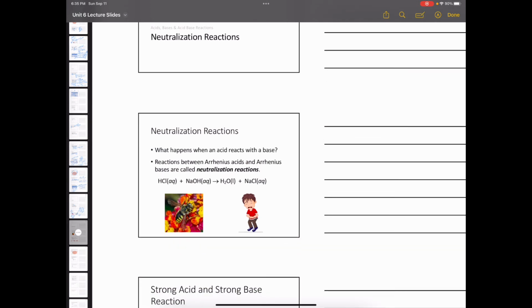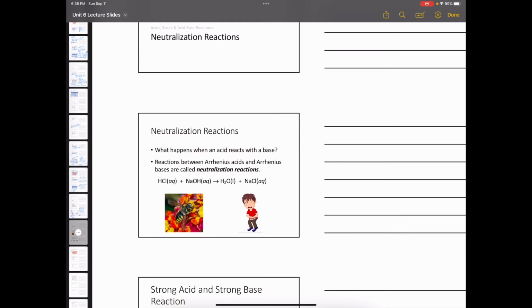Neutralization reactions are the type of reaction that takes place between acids and bases, either a strong acid or weak acid, weak base or strong base. Anytime an acid and a base combine together, a neutralization reaction happens. The products of a neutralization reaction are always salt and water.